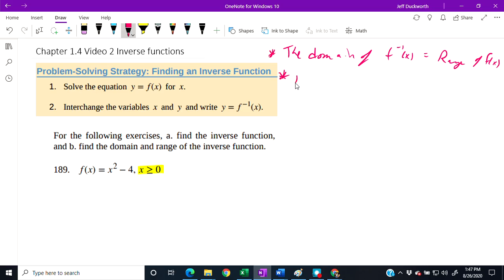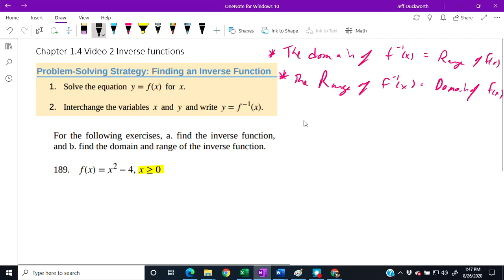And similarly, the range of the inverse equals the domain of f of x. So what we have here, let's do this. We're given a quadratic, but if you note, I've highlighted that x is greater than or equal to 0. We're restricting the domain to be just the non-negative values. Thus, our horizontal line test will work, and we can actually find an inverse of this function.